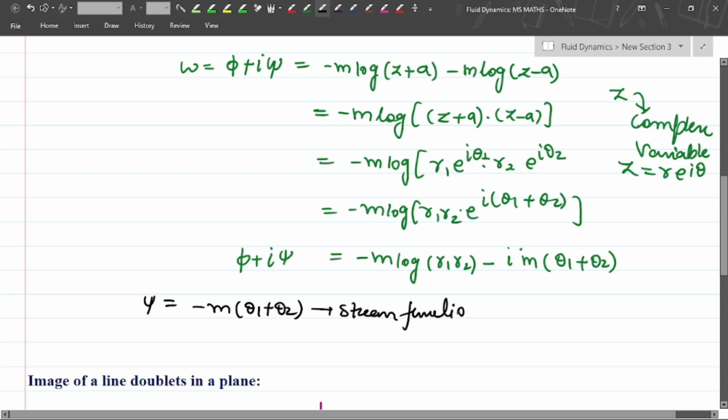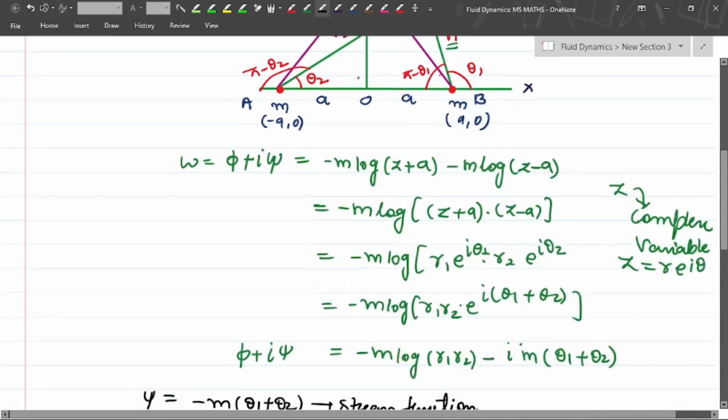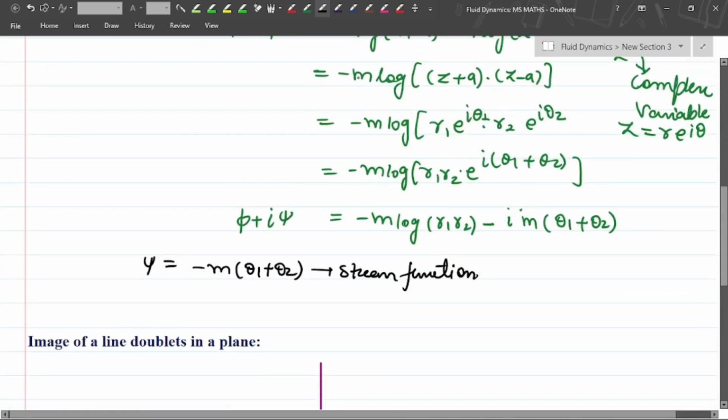The stream function is on the imaginary line, because we have placed the point P on the imaginary axis. The y-axis in complex analysis is the imaginary axis, so we have taken only the imaginary part here. This surface in the complex plane, or in the fluid, if these both are source, sink, whatever it may be, has no flow across it. There is no flow across it.